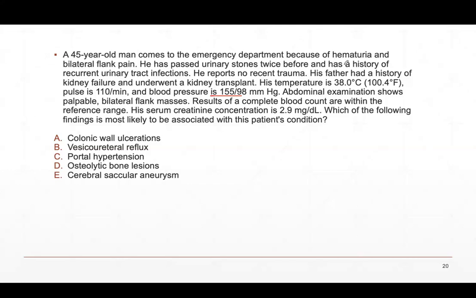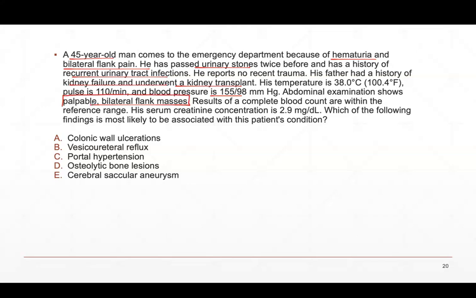Let me highlight some things for you. So he's 45, first of all, so he's an adult. He has hematuria and bilateral flank pain. Urinary stones are, okay, a good clue. And he has recurrent urinary tract infections. Father had a history of kidney failure and underwent a transplant. And look here, bilateral flank masses.